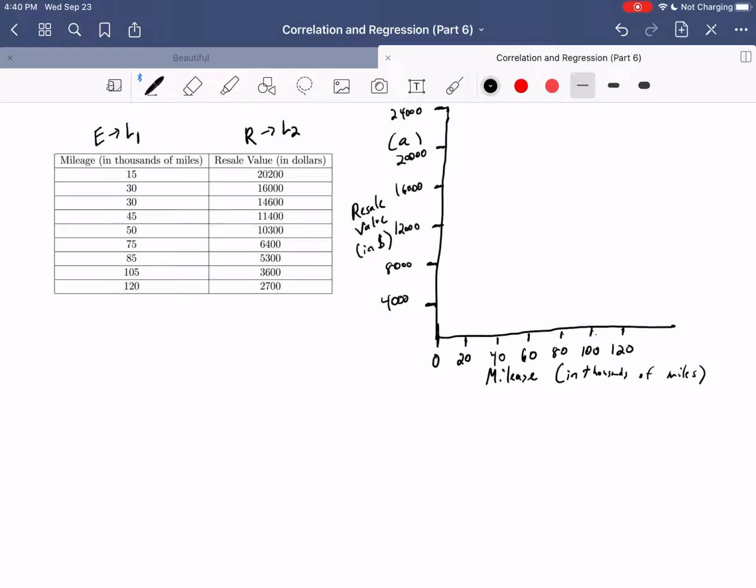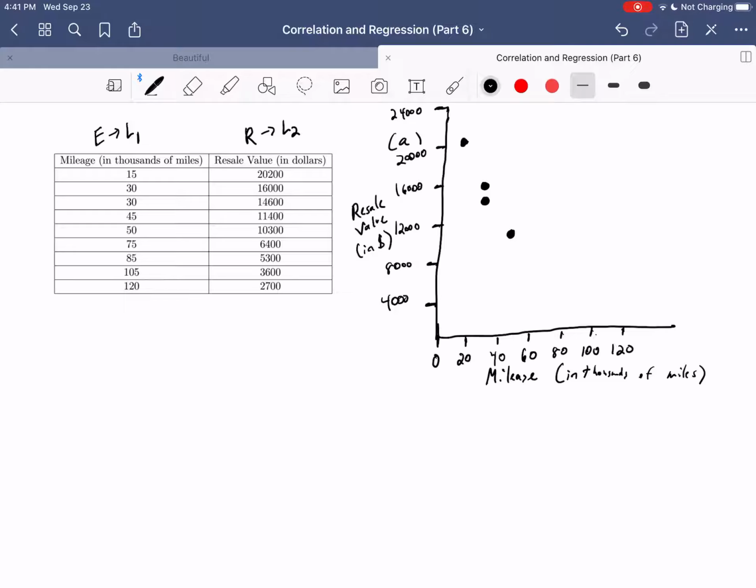All right, let's go ahead and plot these points. So the first one we had was 15,000 miles and a resale value of 20,200. So that should put us right about there. Then we had 30,000 miles and 16,000 as the resale value. Then we also had another 30 with 14,600. So that should be right about there. Then we had 45 and 11,400, right about there.